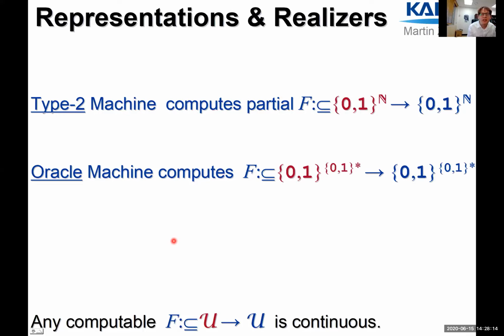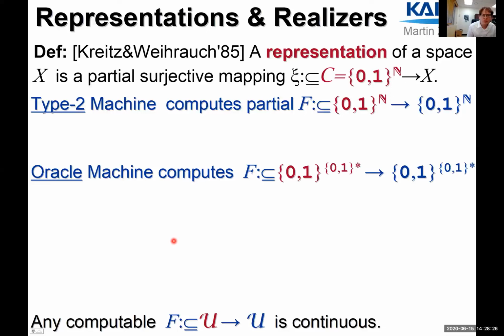So this is basically the Weihrauch theory of encodings. Weihrauch and Kreitz formalized encoding in terms of what they call a representation. A representation of a space X is a partial surjective mapping from a subset of Cantor space, in their case; Kawamura also considered Baire space. So a partial surjective mapping from a subset of a basic space onto the space X.